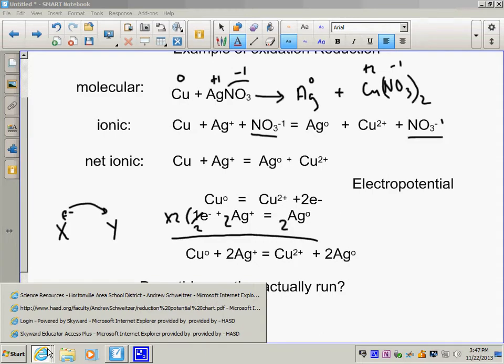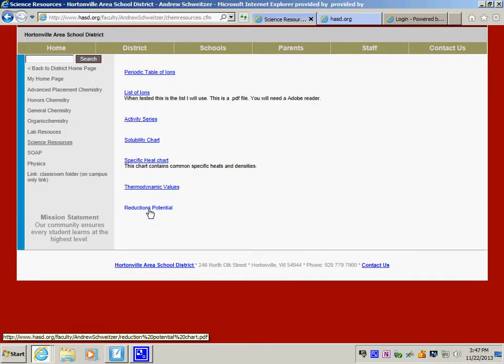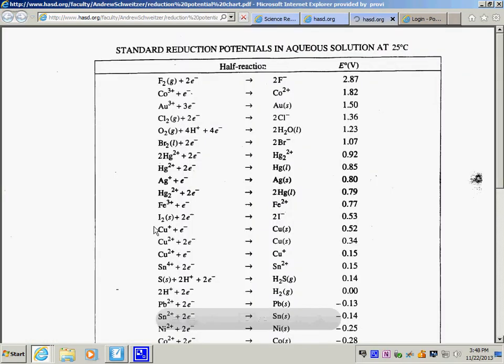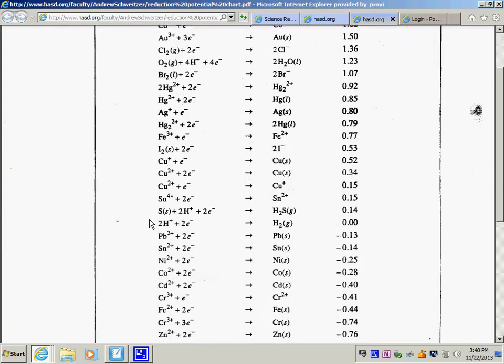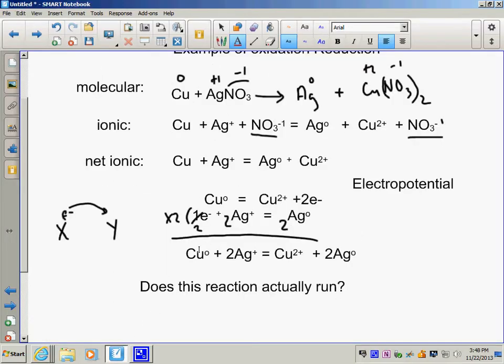So in this case, you go to Science Resources, and you'll see a reduction potentials chart, and this is right here. Pretty standard chart. Again, it's based off hydrogen, so hydrogen is 0. Everything else is relative to that. So how do we use this chart? This is going to tell us the relative abilities of something to pick up or take electrons.